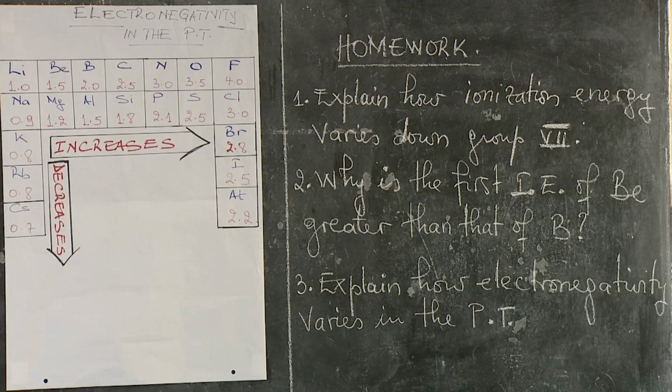Number 2, why is the first ionization energy of beryllium greater than that of boron? Remember the exceptions we have seen. And number 3, explain how electronegativity varies in the periodic table. When we ask the question in general, periodic table, you will remember to explain across the period and down the group.